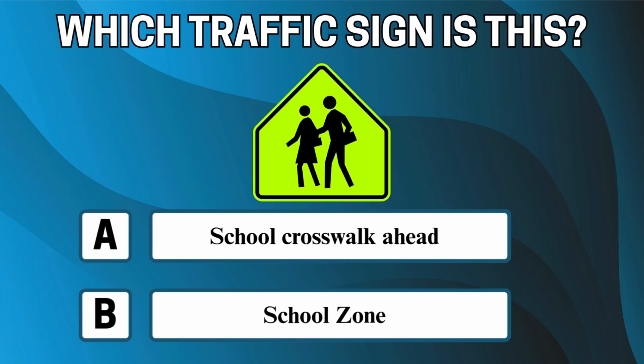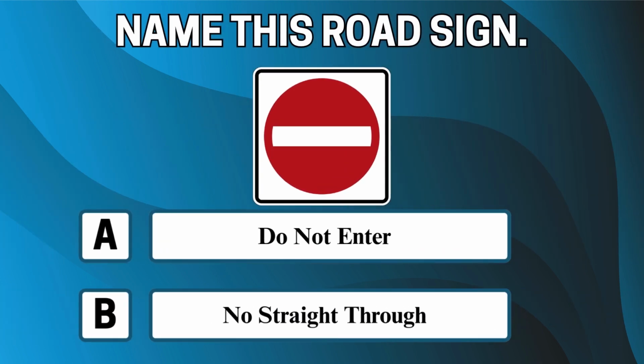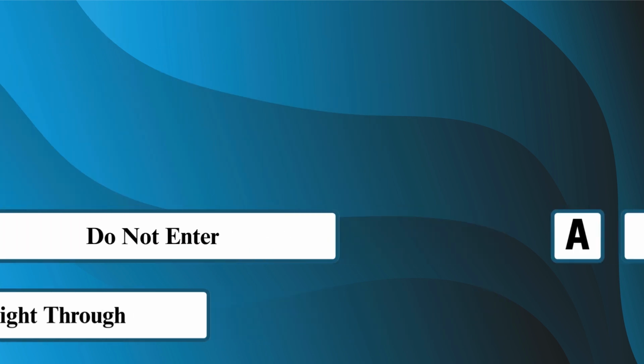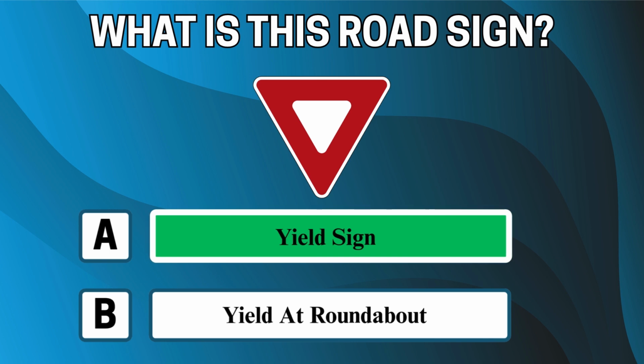Which traffic sign is this? Correct, that is the school zone sign. Name this road sign. That is right, it is the do not enter sign. What is this road sign? Yes, it is the yield sign.